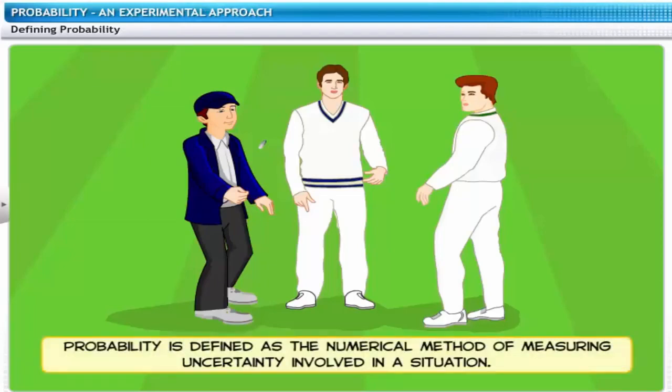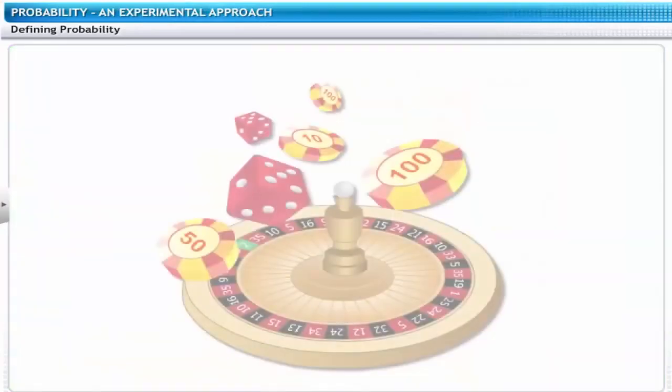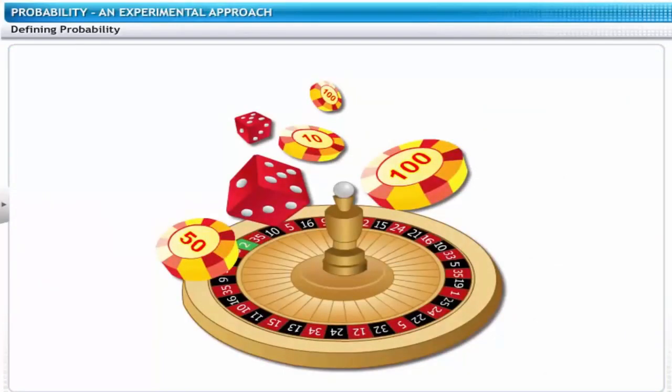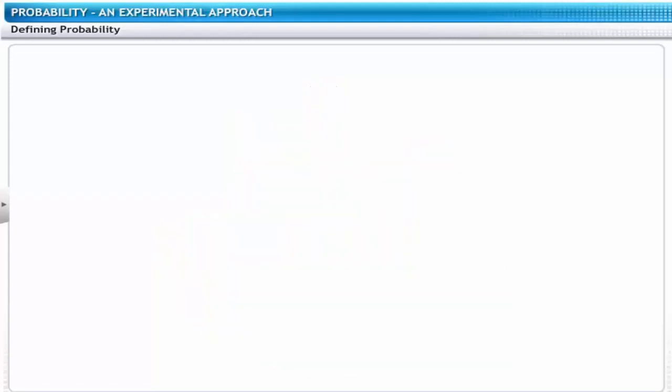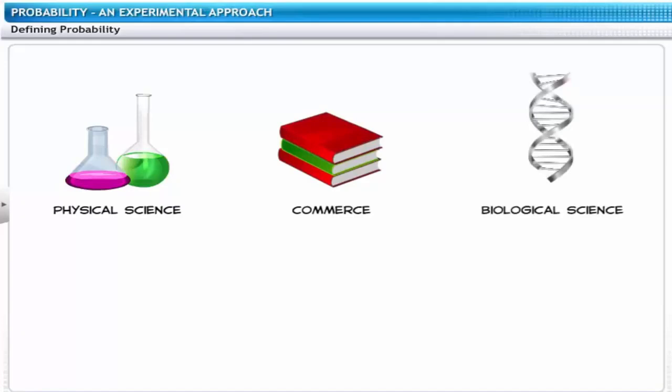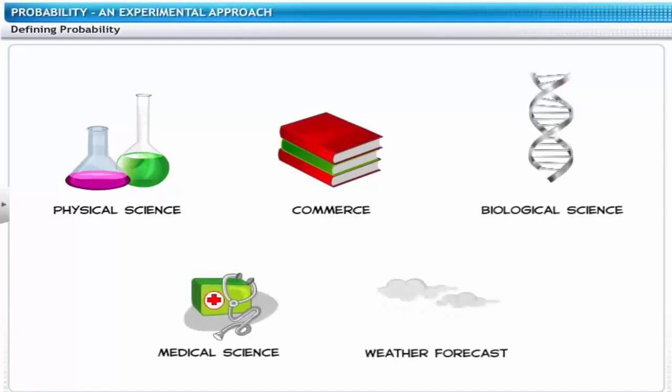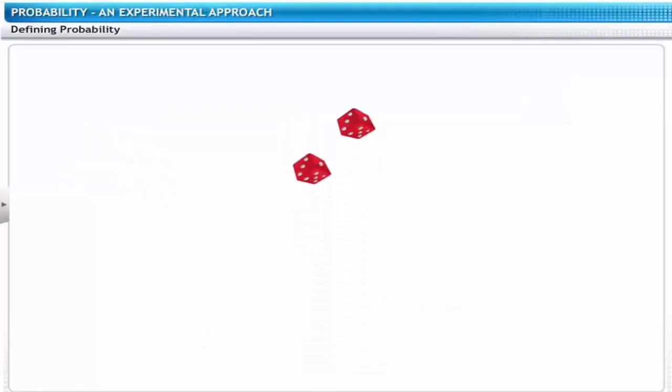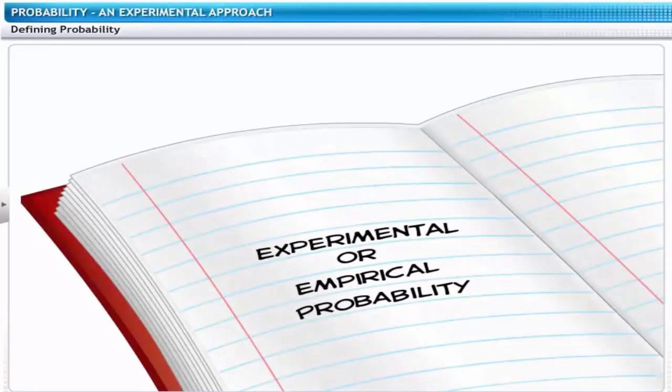In mathematics, probability is defined as the numerical method of measuring uncertainty involved in a situation. An interesting thing to note about probability is that it started off with gambling, as there is an element of uncertainty in gambling. Probability is used extensively in the fields of physical science, commerce, biological science, medical science, and weather forecasting. Over the years, various activities have been performed to measure probability. Based on the results of these activities, experimental or empirical probability is calculated. We will understand the term experimental or empirical probability later in the lesson.